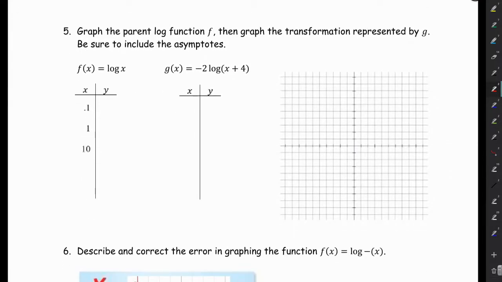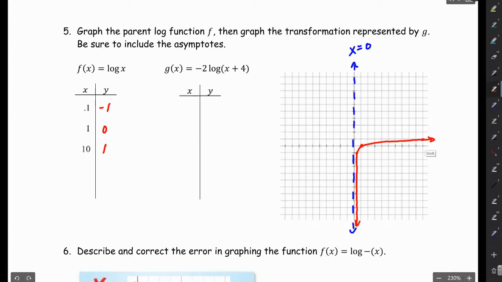Now, it's the same idea for number 5. So again, I would just suggest you pause the video and try this guy on your own. We've already established what the points are for the parent function, so we want to fill that in. We've got negative 1, 0, and 1. And we're going to sketch that graph first, and then we'll examine what's happening with the g function.